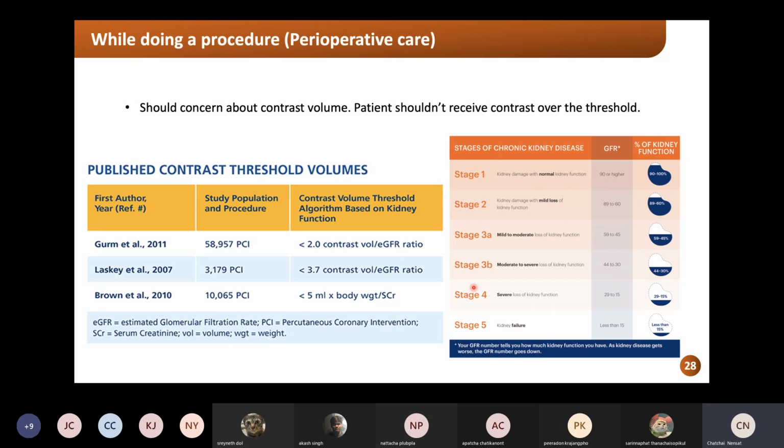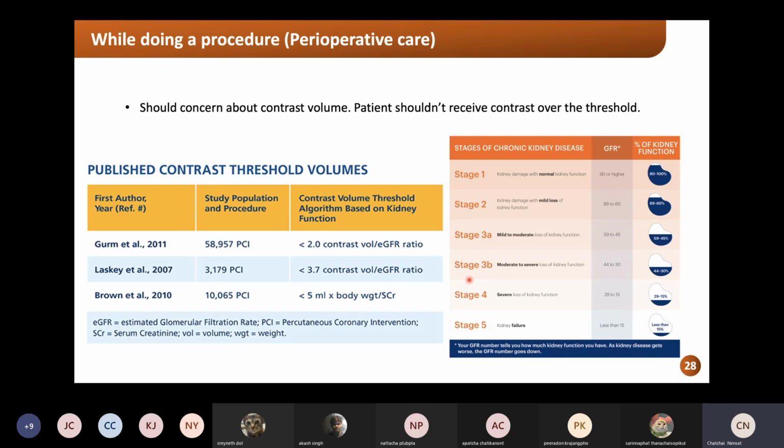And while doing the procedure, you have to be concerned about contrast volume as well. In case people normally don't have CKD, chronic kidney disease, or renal failure at all, the patient shouldn't receive contrast over the threshold. But anyway, there are many criteria for the contrast threshold out there, but normally the thresholds are slightly similar.